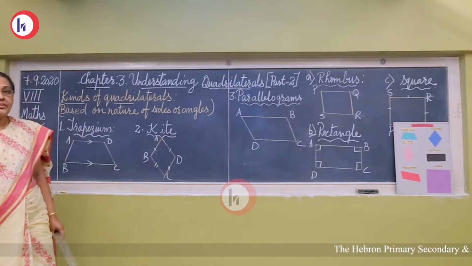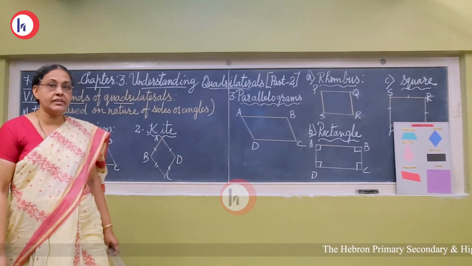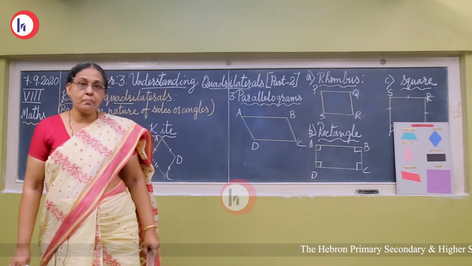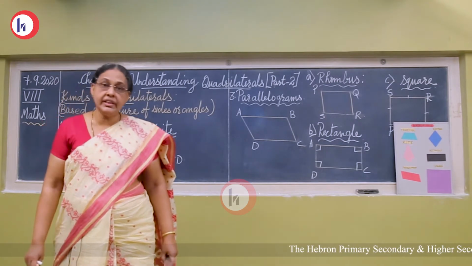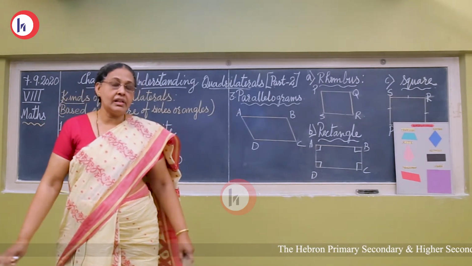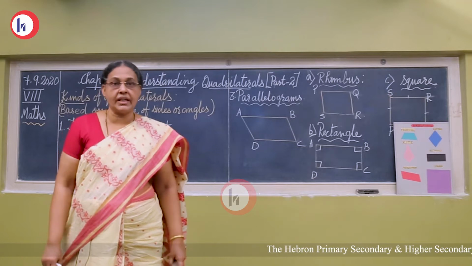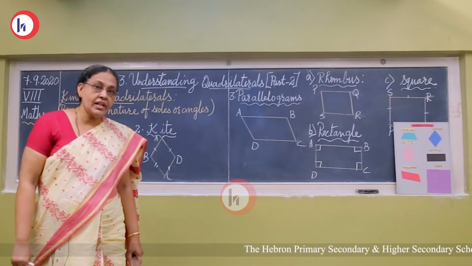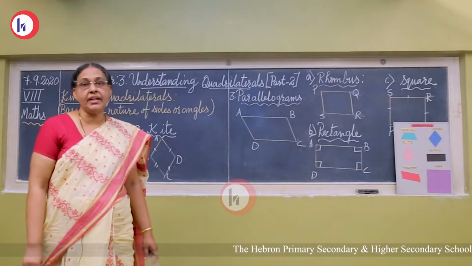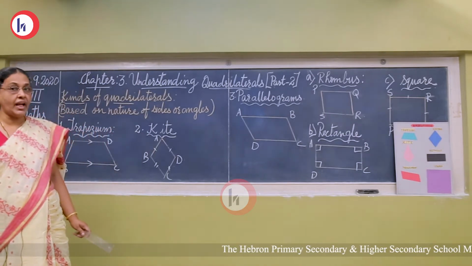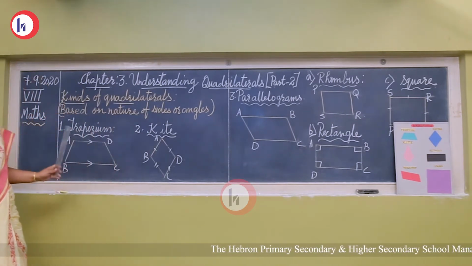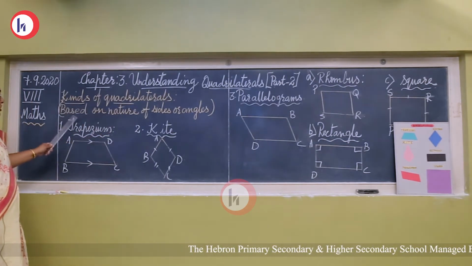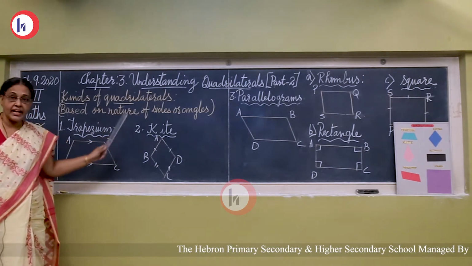Quadrilaterals are closed figures which are always made up of line segments, but the difference is that all quadrilaterals will have only 4 sides. But according to the nature of sides as well as its angles, we can classify them into different types. That is what we are going to learn in this particular lesson: the kinds of quadrilaterals based on the nature of sides or angles.